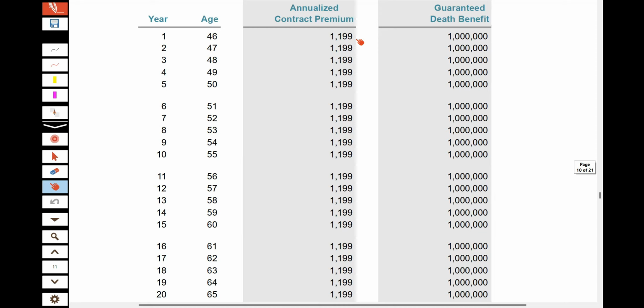Obviously, the younger that you are, the cheaper that the premiums will be because your likelihood of death is low compared to someone who is older. That's essentially how the insurance company calculates the premiums.